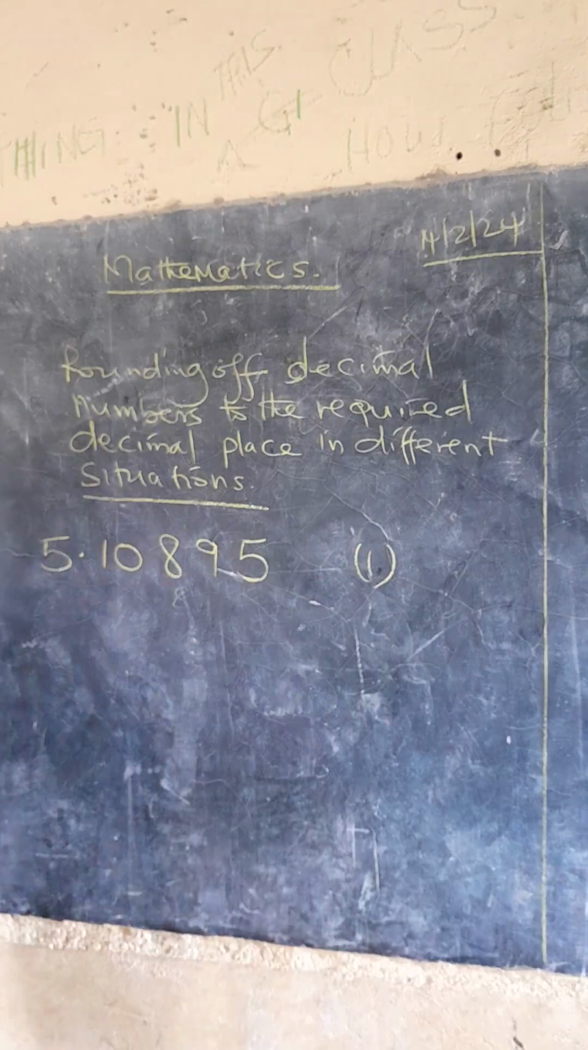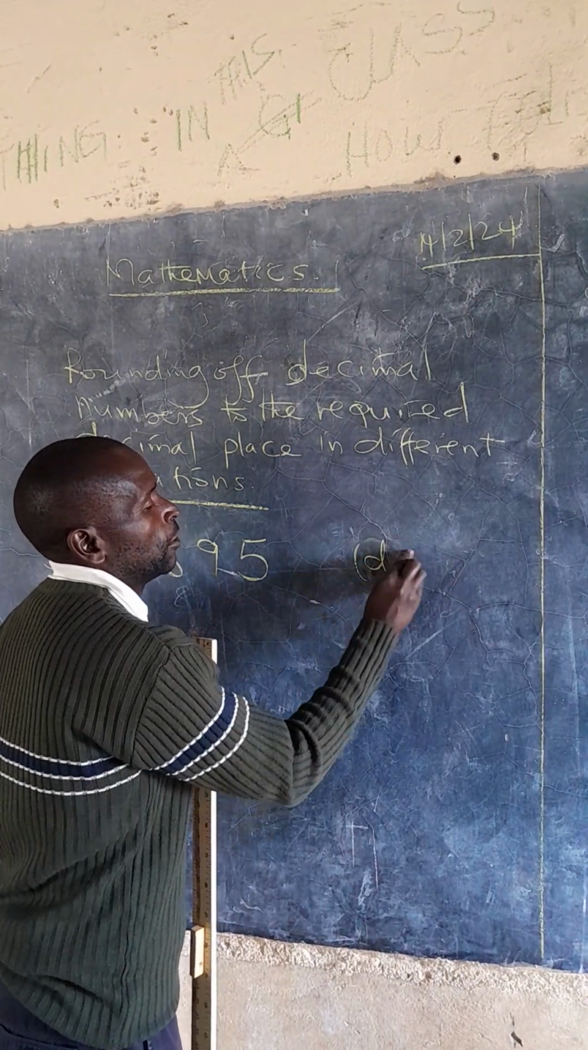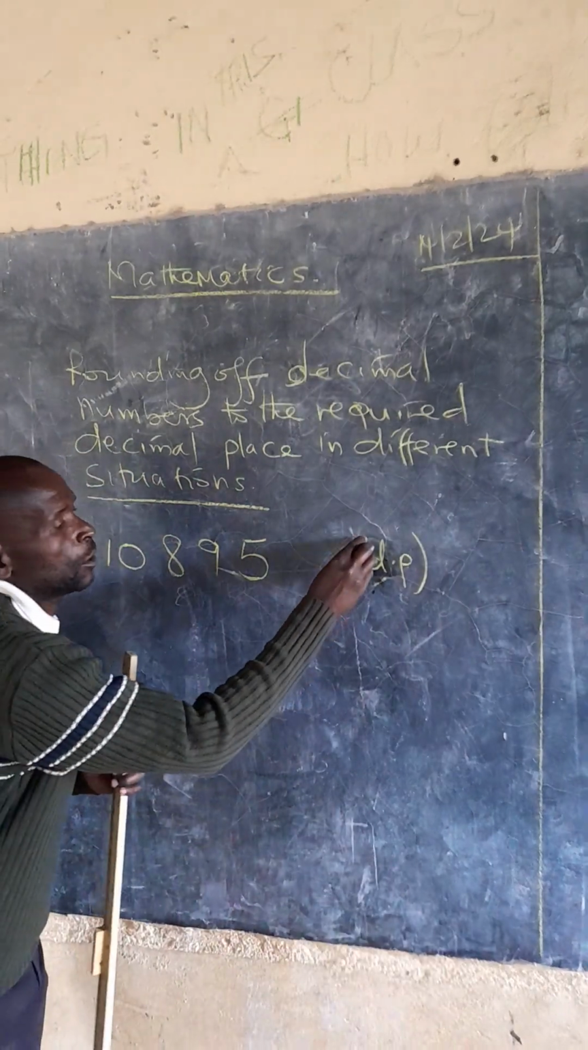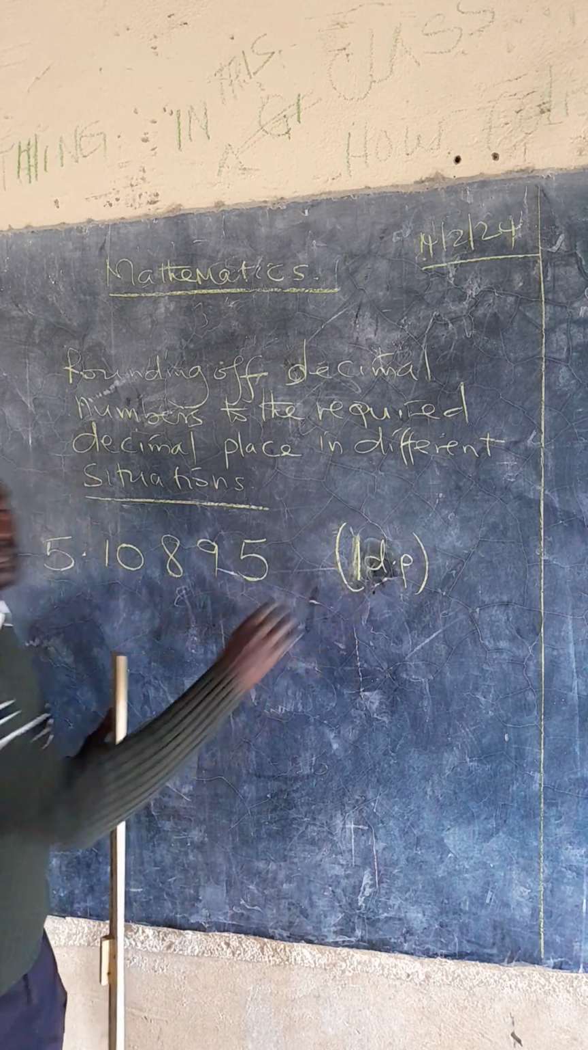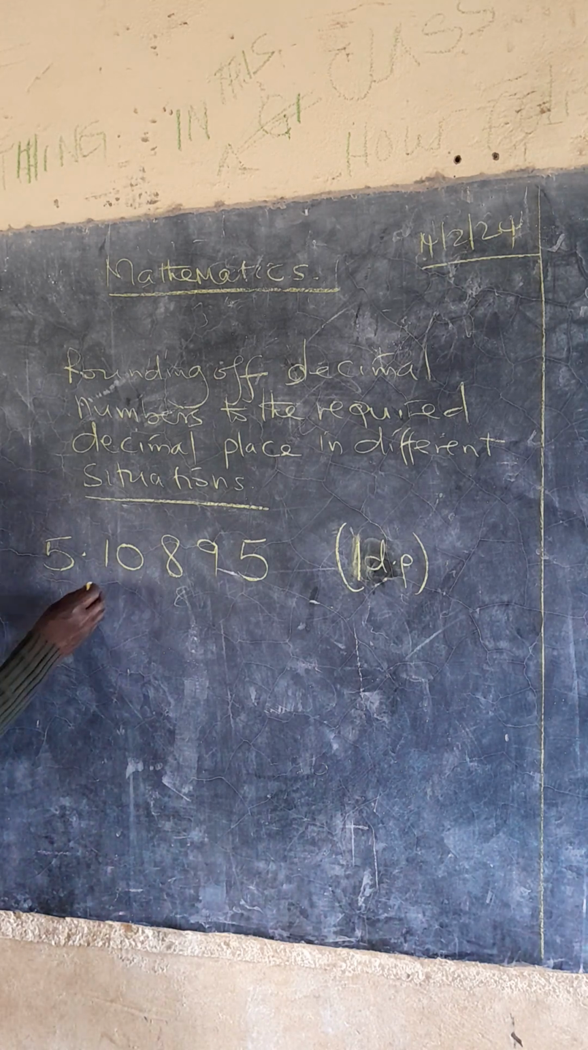1 decimal place. What did I say you consider? You stand at where the 1 decimal place is. Where is my 1 decimal place?